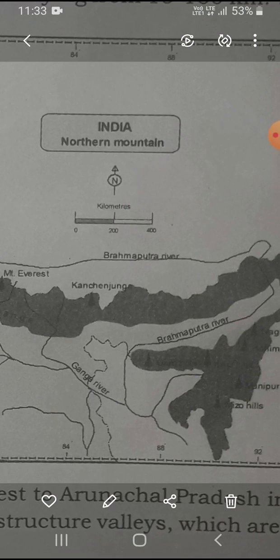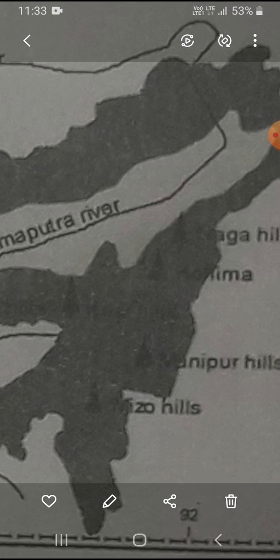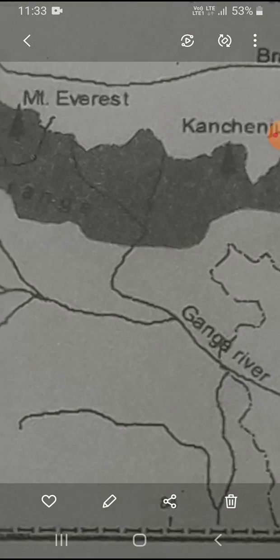And here also you can see some more hills, the Manipur hills and some other hills in Arunachal Pradesh and some states. First the greater Himalaya will come, then the lesser Himalaya. Afterwards, in a small place, there will be Shivalik hills, the foothills where we can walk. So this was about the three types of hills in the northern mountains.